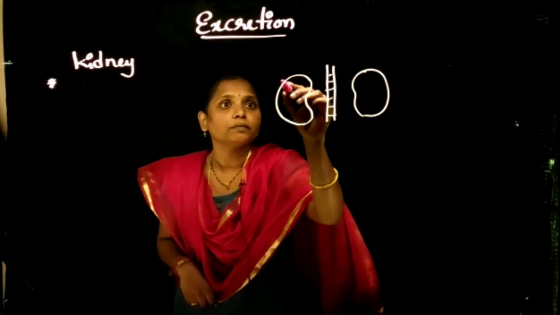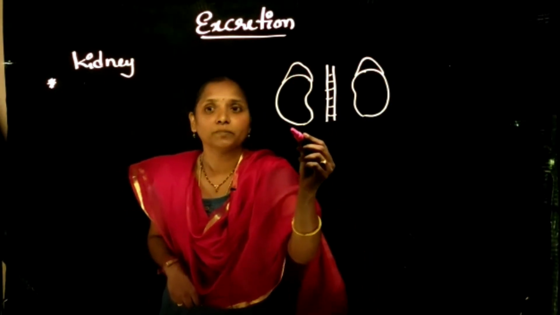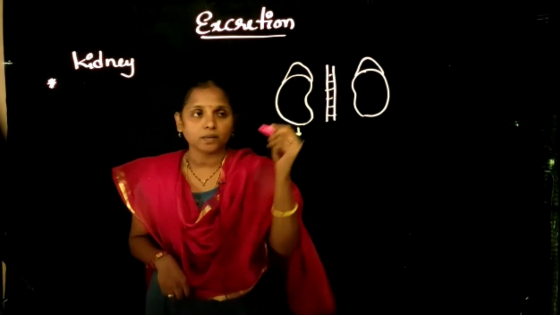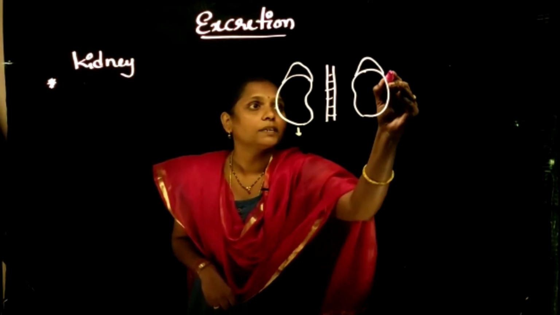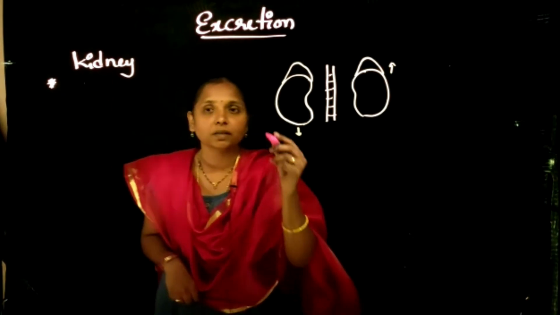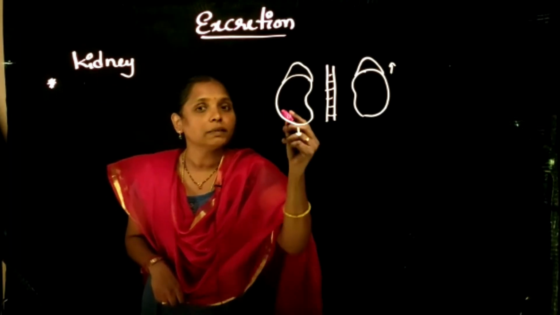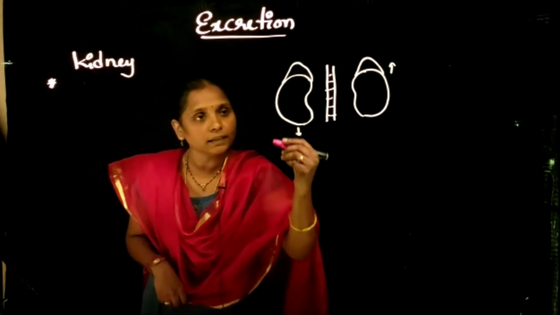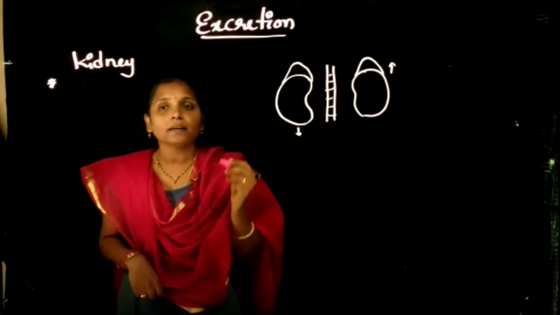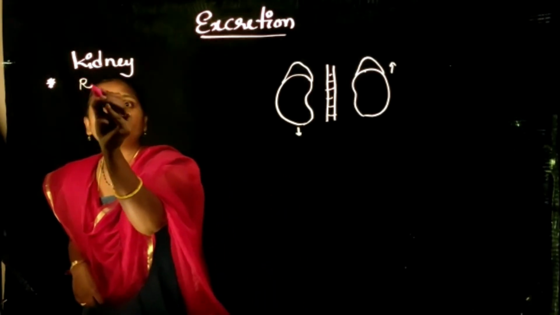Above the kidney we find the adrenal gland. Observe here, the right side kidney is a little bit lower and the left side kidney is a little bit higher, because in the abdominal cavity we find the liver, which is a gland. Because of the liver's placement, the right kidney is located a little lower than the left one. Our kidneys are reddish brown in color.